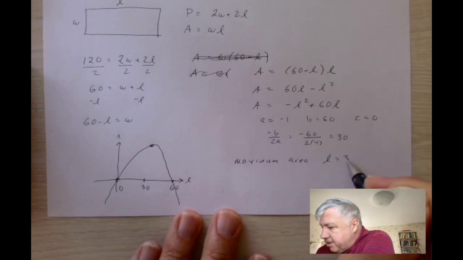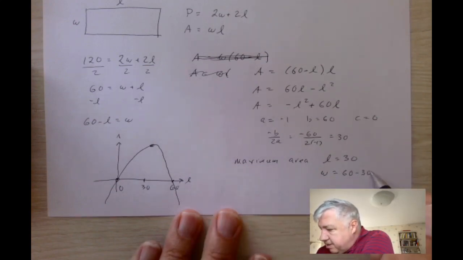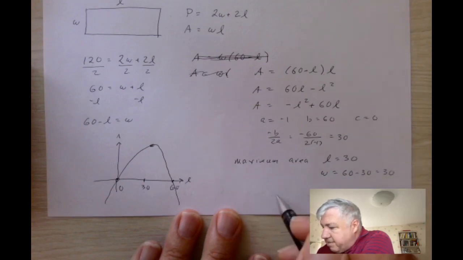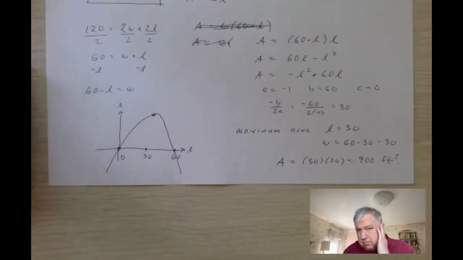So we get the maximum area when L is 30, W is 60 minus 30, which is 30, and the maximum area will be 30 times 30, which is 900 square feet. Okay, and you can change the other numbers, but it turns out that if you have a rectangle, to maximize the area, that rectangle is actually a square. If you fix a perimeter, then the largest rectangle must be a square, and that will always happen.